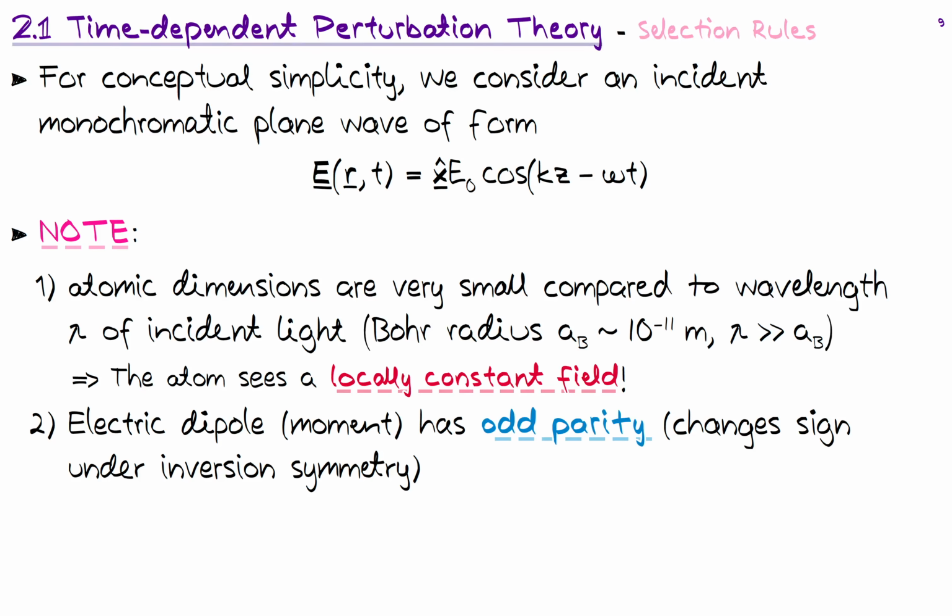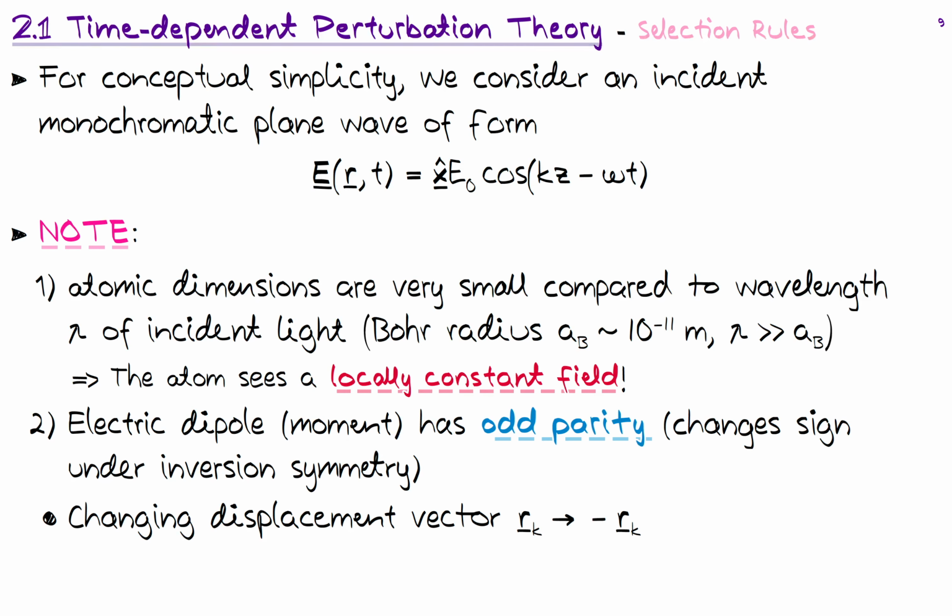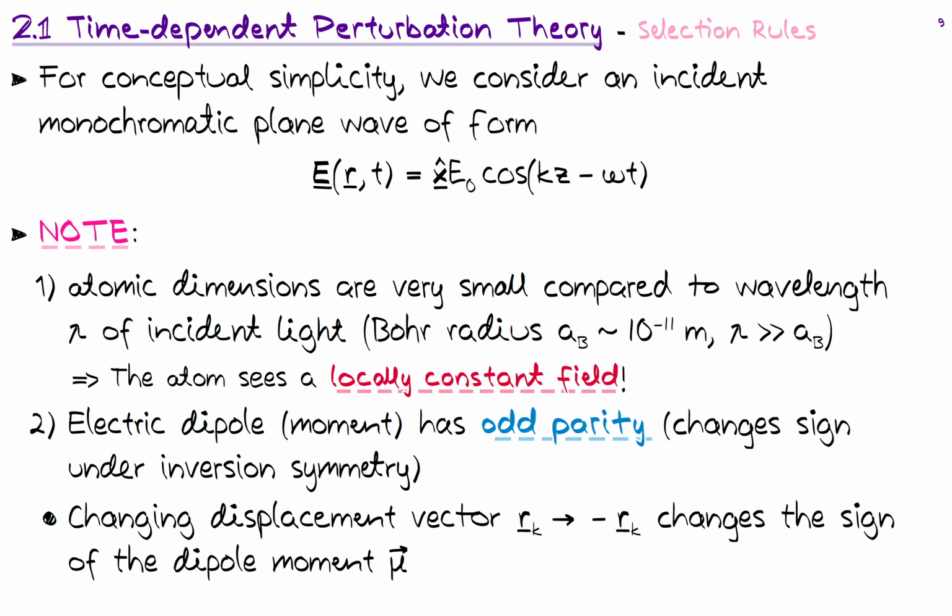And that's why we want to show you a little bit about this mathematical structure, so that you start understanding why we have selection rules in specific transitions and so forth. But okay, let's get forward. Basically, electric dipole moment has odd parity. So what this means is that when we change the displacement vector, so r_k, into minus r_k, so we perform an inversion symmetry operation, also the sign of the dipole moment changes. So the mu changes into minus mu.